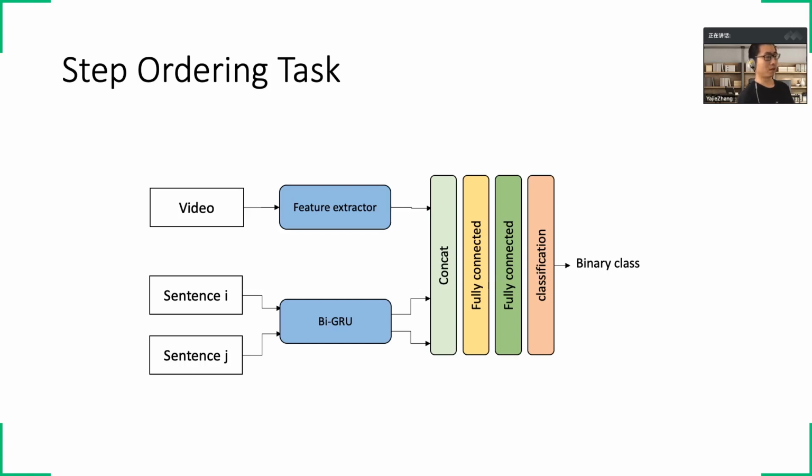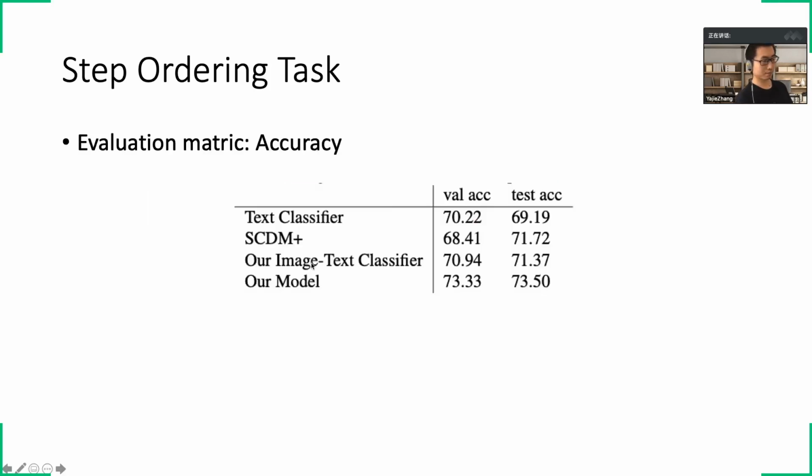And also need to mention, due to the large data size of the videos, we directly use the pre-computed video features provided by the baseline paper, so in training, the video feature extractor does not exist. And for this task, the evaluation metric is also accuracy.